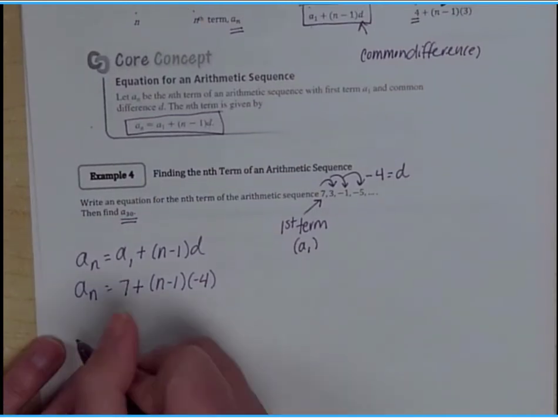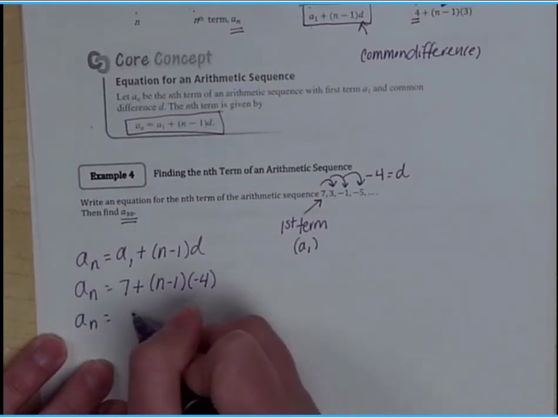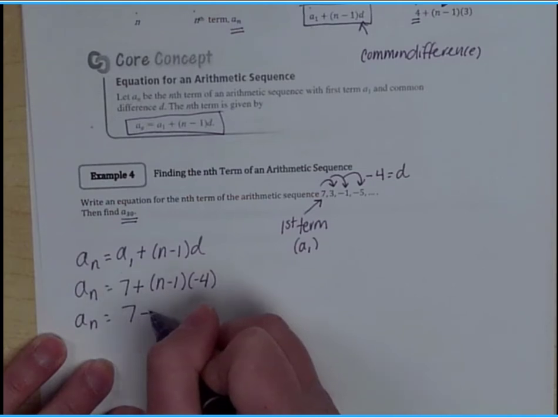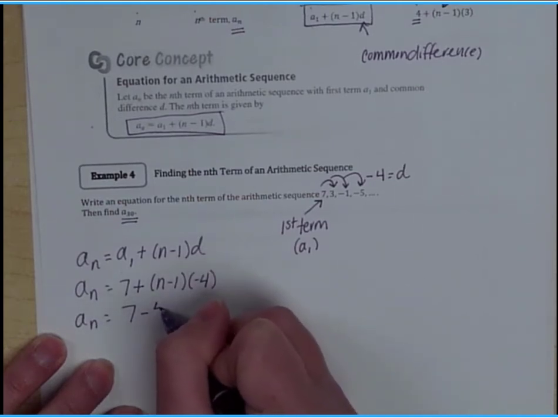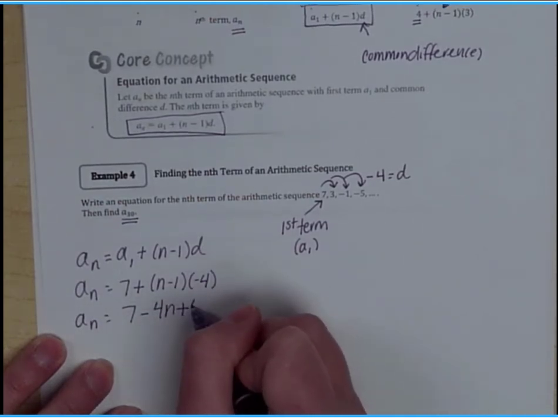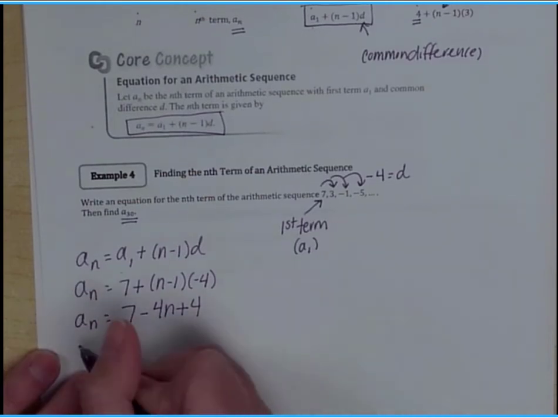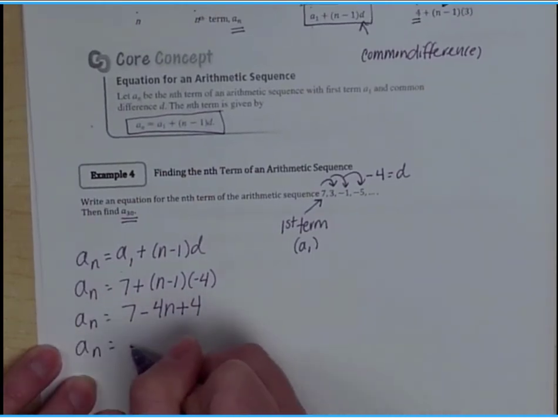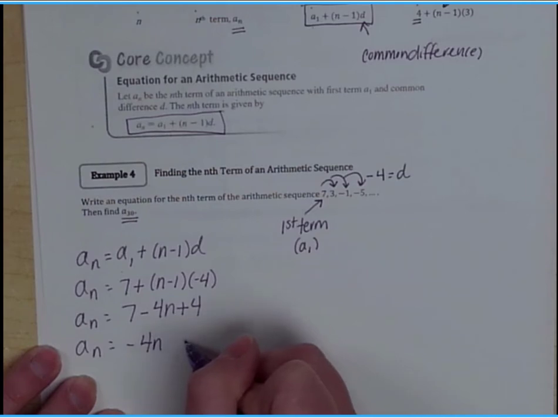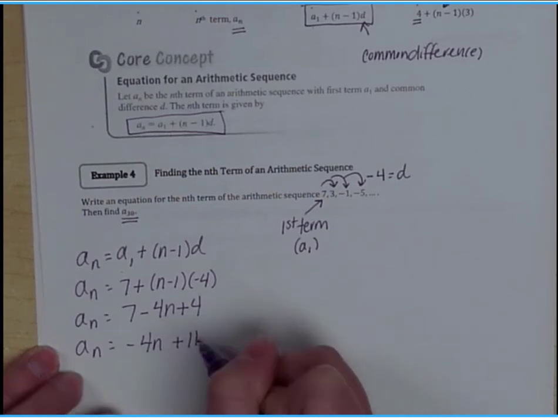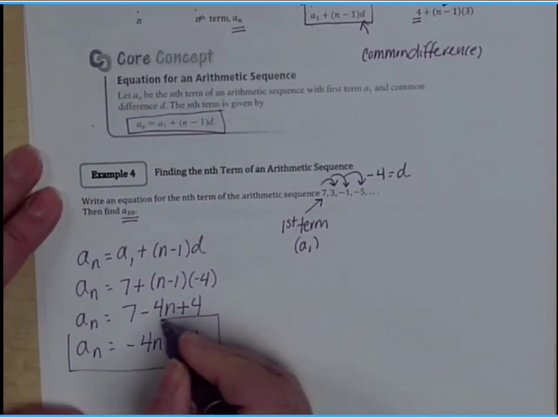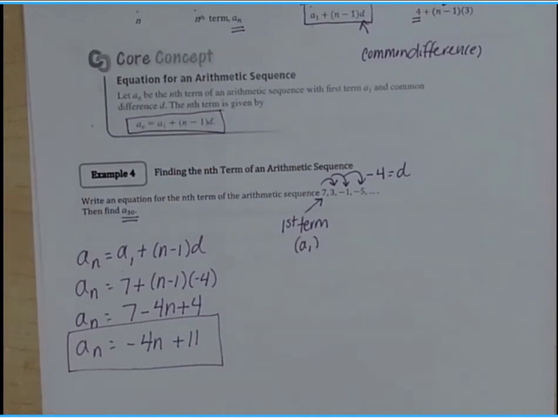Now I want to go ahead and multiply that out. So I have A of n equals 7 times negative 4n plus 4. Combine my like terms. So I have negative 4n plus 11. So this is my equation here. You can think of it as a function.